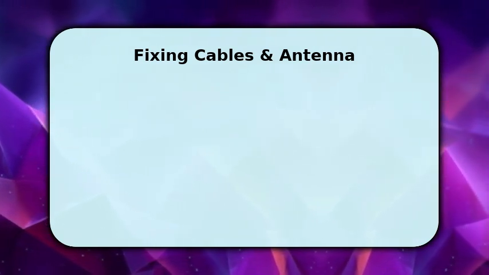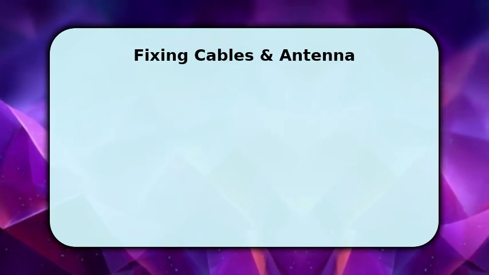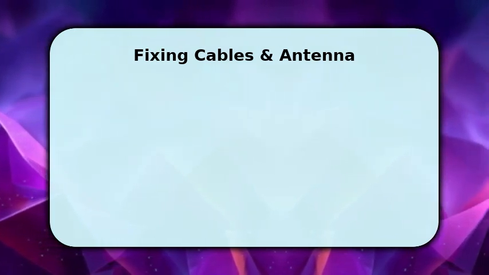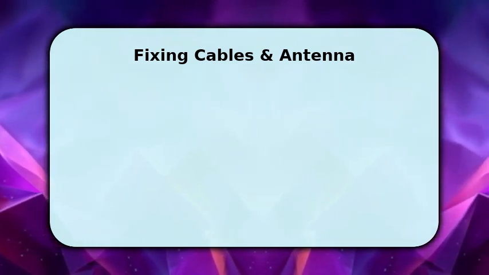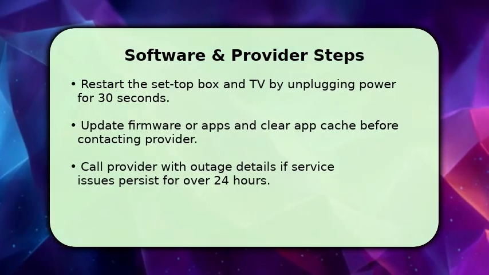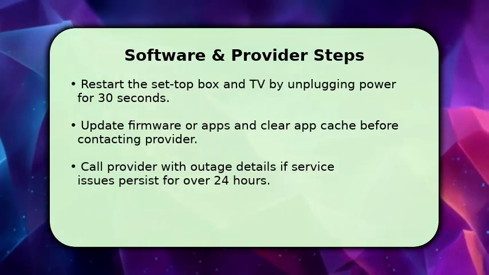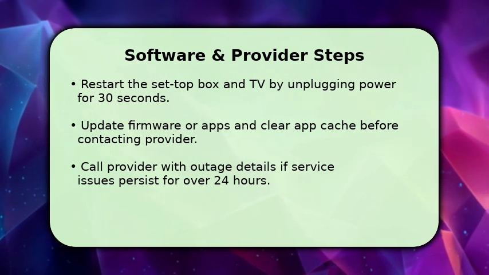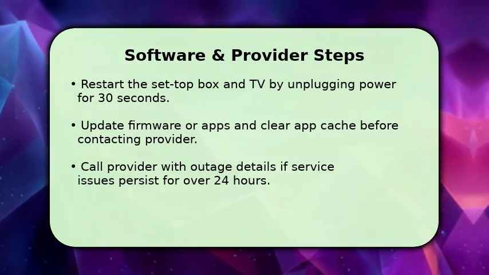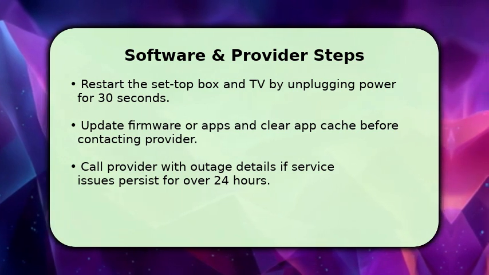Recheck signal percentage on the tuner and reposition the antenna by small increments for best reception. Power cycle the TV and set-top box by unplugging power for 30 seconds and then reconnecting. Check for firmware updates on the TV and box and update streaming apps to the latest version.